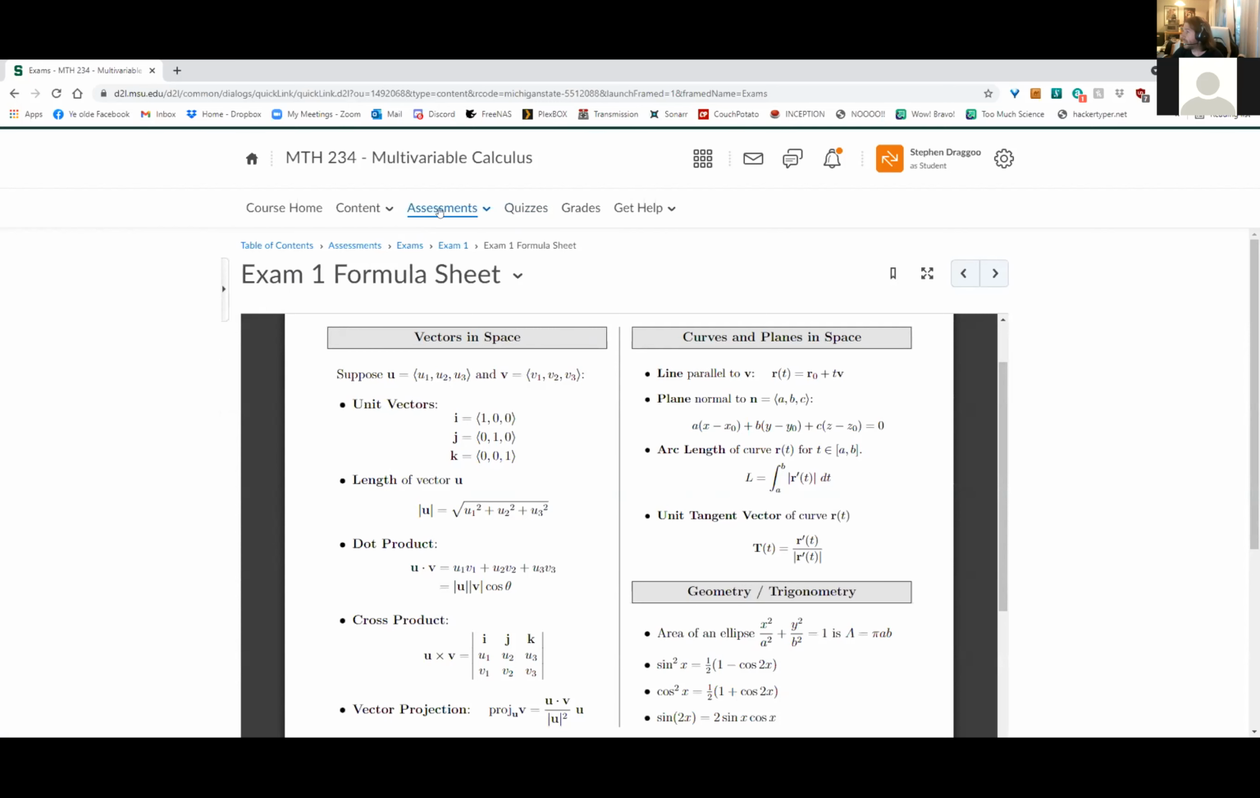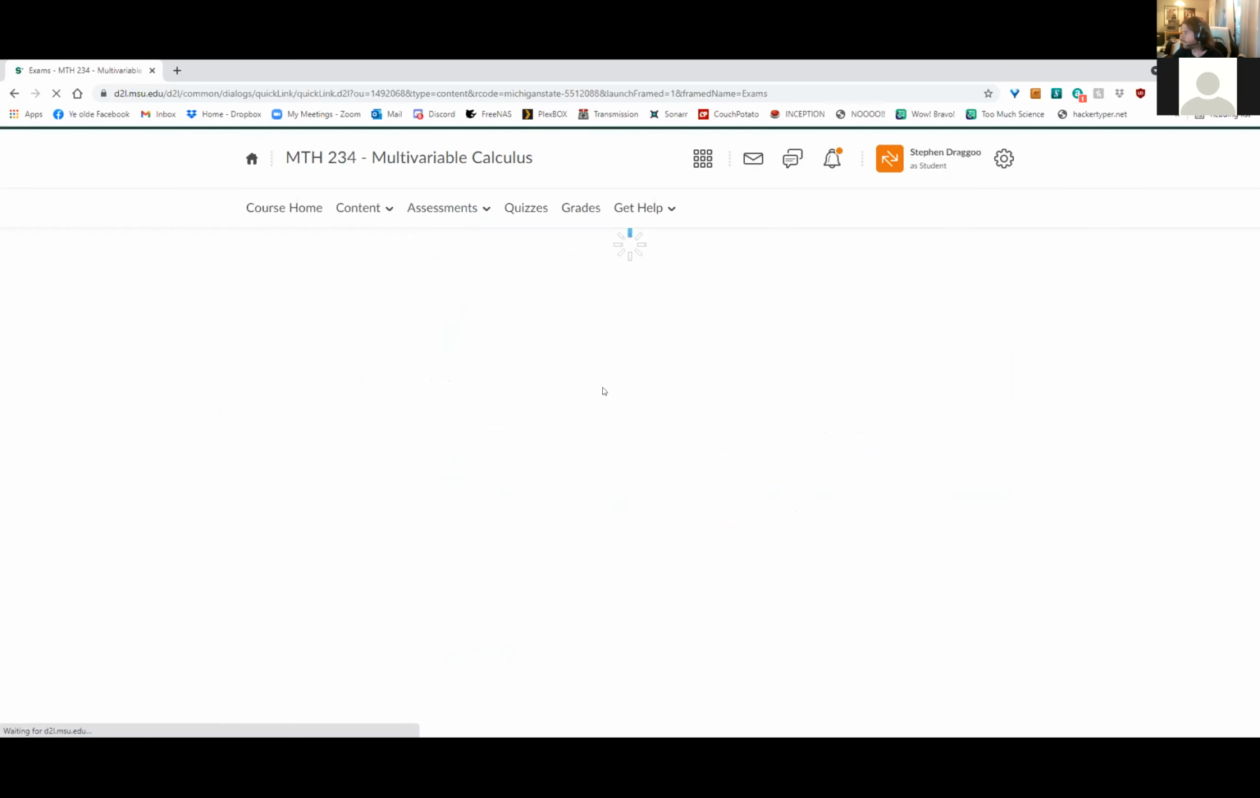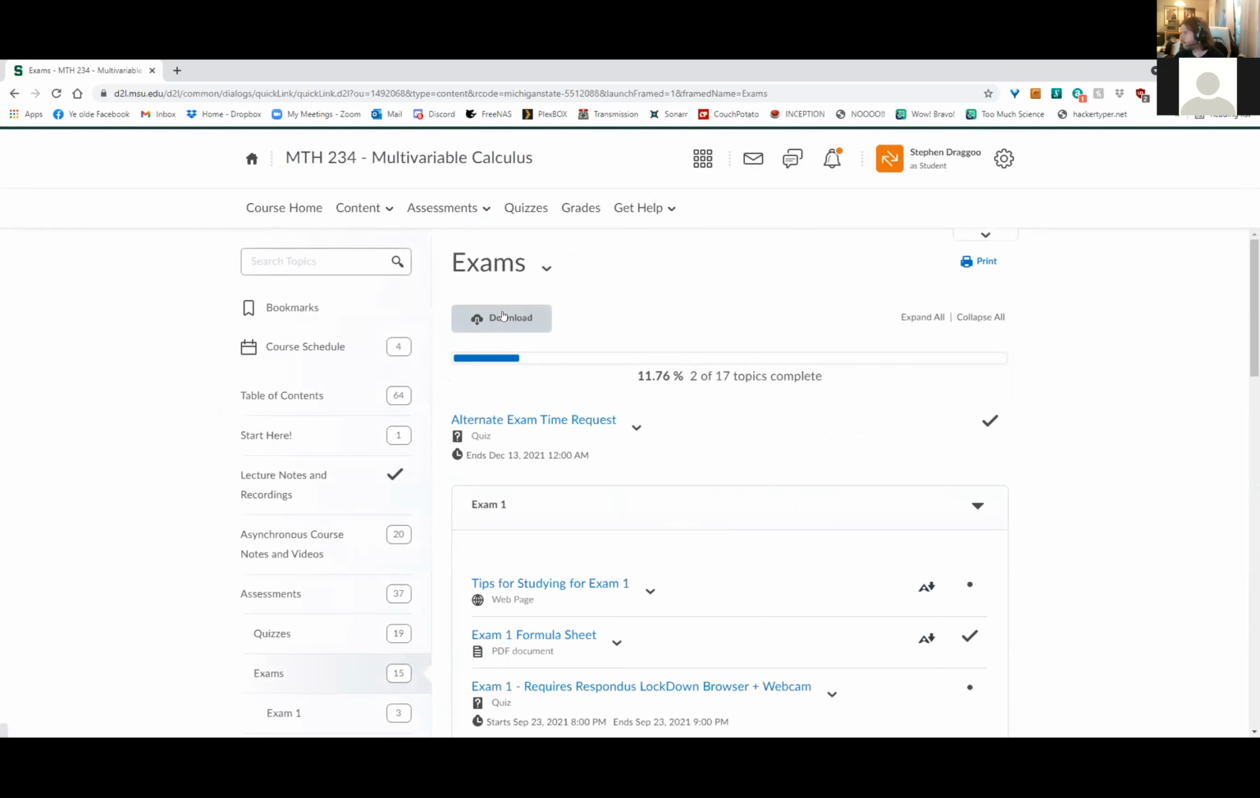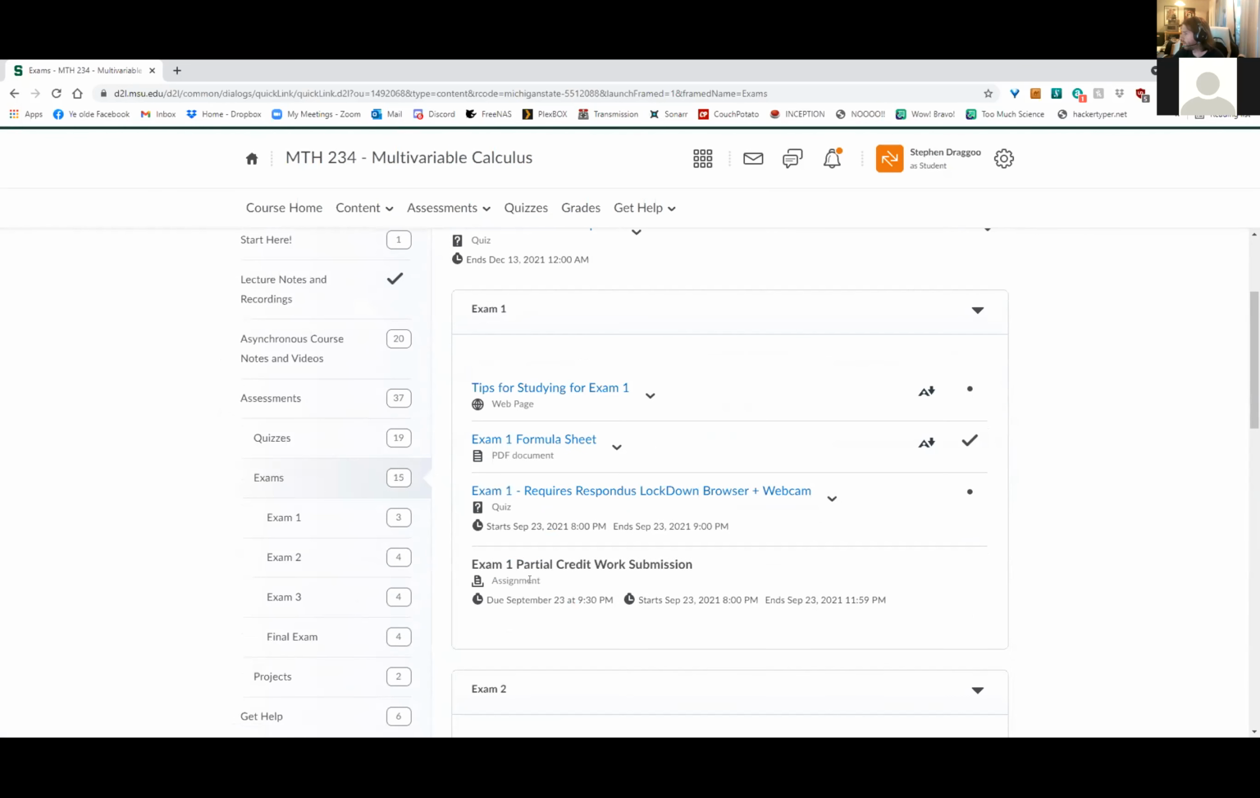You can also find the link to the exam right there as well, within the assessments tab right next to the partial credit submission, which will open up at 8 o'clock, again, due by 9:30. And the exam itself is right there.